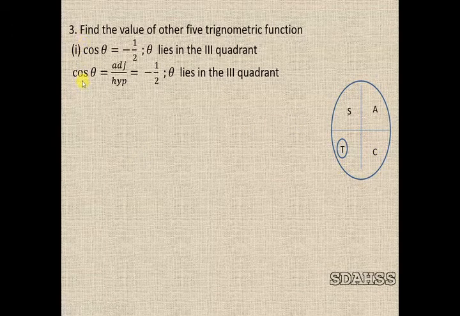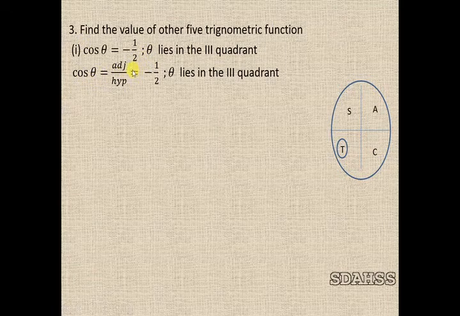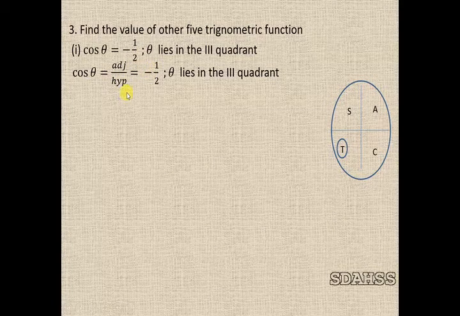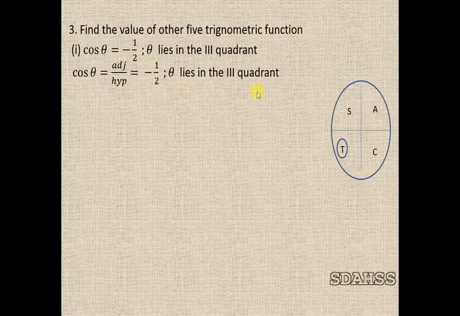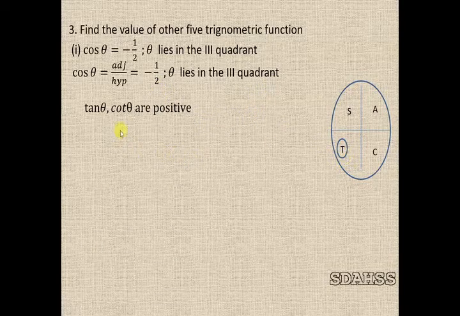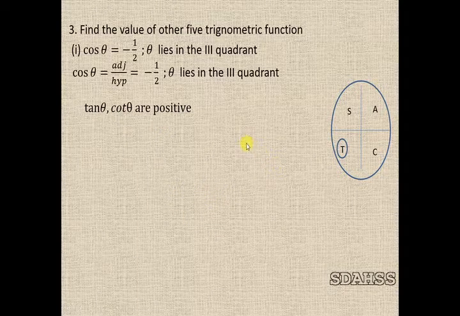But in the question, cos theta is equal to minus 1 by 2. We know that cos theta is equal to adjacent side by hypotenuse. Adjacent side is 1 and the hypotenuse side is 2. Theta lies in the third quadrant. Theta lies in the third quadrant means tan theta and cot theta are positive.